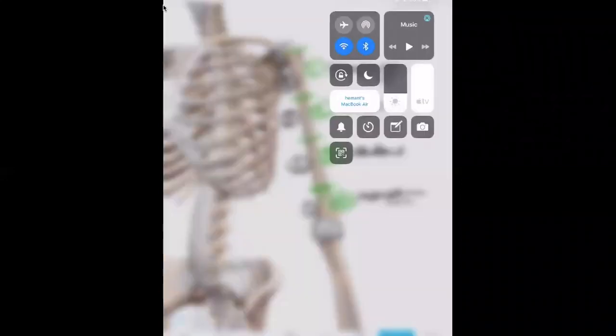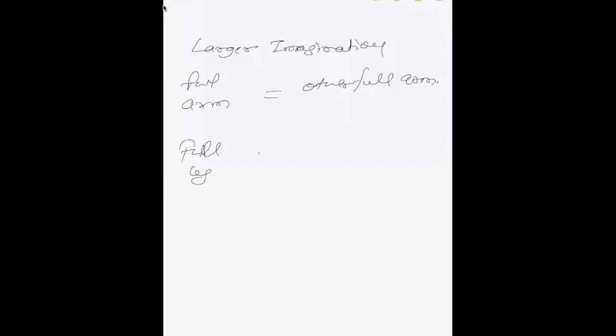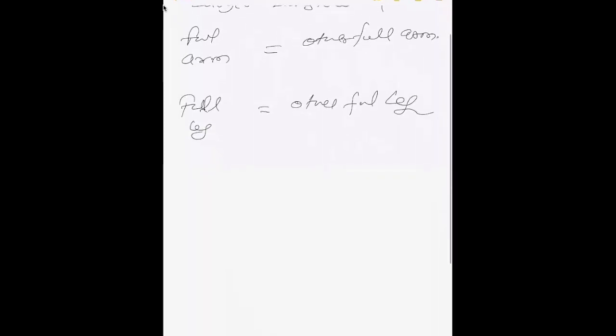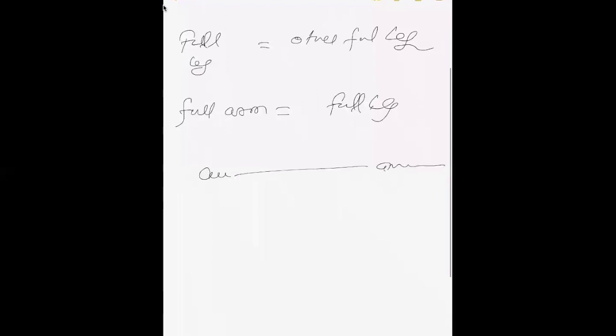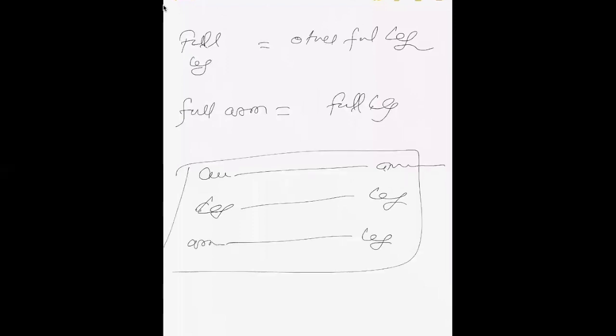there are three types of imagination. One is the very large imagination. Like we are doing the imagination of the full arm in the other full arm, or we are doing the imagination of the full leg in the other full leg, or we are doing the imagination of the full arm in the full leg. So either you do the imagination of arm to arm, leg to leg, or arm to leg, but you are doing the imagination in whole.